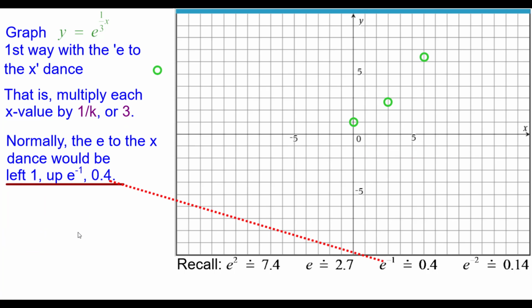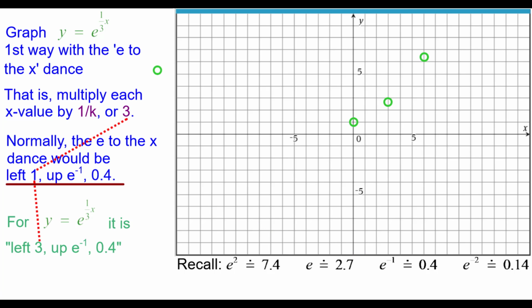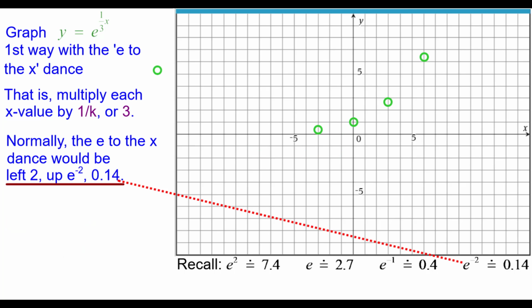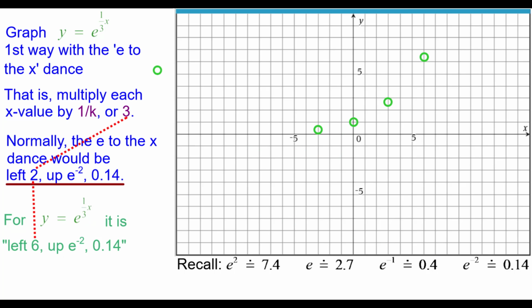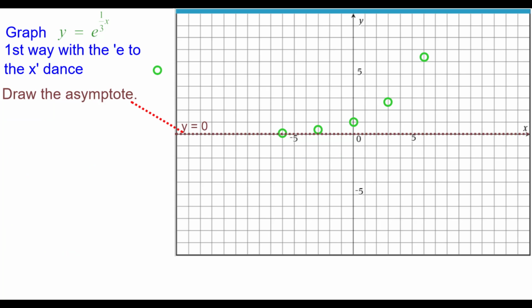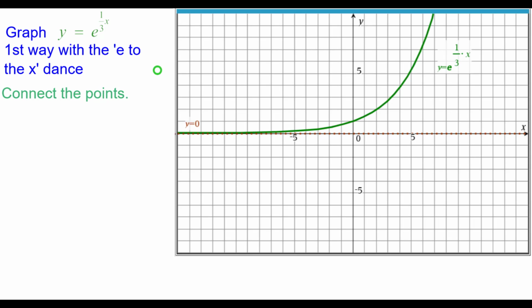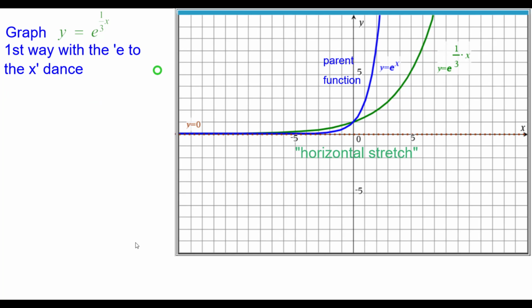And going left, well, go ahead and try the next 2 points. Press pause and resume when you're ready. So ours is going to be left 3 up e to the -1, so that's left 3 up 0.4. And left 2 up e to the -2 becomes left 6 up e to the -2, or left 6 up 0.14. Draw the asymptote as the x-axis, y equals 0, and connect the points. Comparing that to the parent function, you can see from blue to green, this is a horizontal stretch.